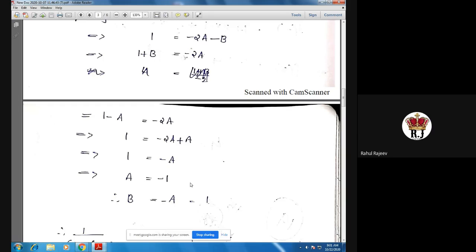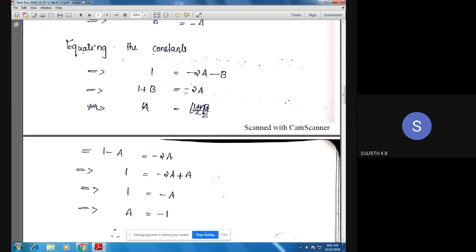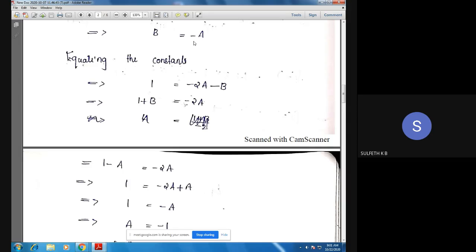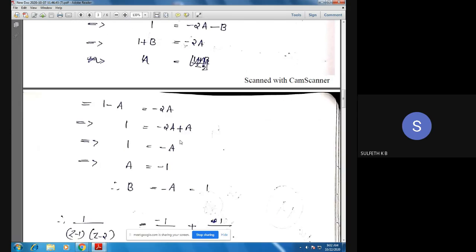Yes, miss. Clear. A equal to minus 1. We get the value of A. We know that the value of B equal to the negative of A. We got the value of A as minus 1. Therefore, the value of B equal to minus of minus 1, which is equal to plus 1.